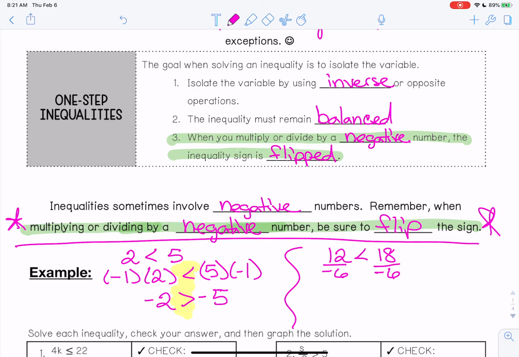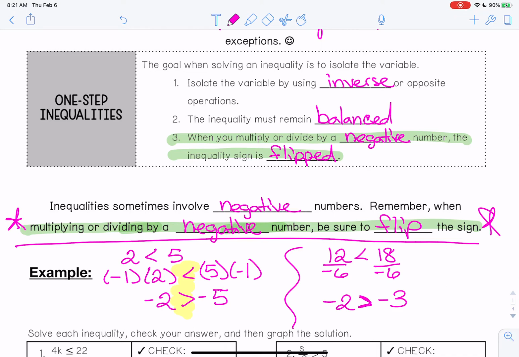Okay? A positive divided by a negative is a negative, and 12 divided by -6 ends up being -2. And 18 divided by -6 equals -3. All right, so then we end up with -2 is less than -3, which is not true. -2 is larger than -3. So the sign's no longer valid. This is no longer true. So we have to go ahead and flip it.